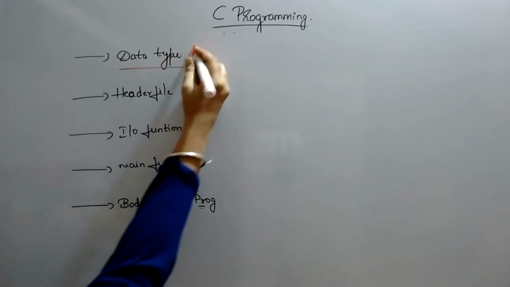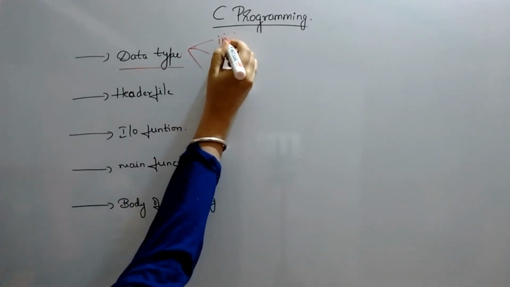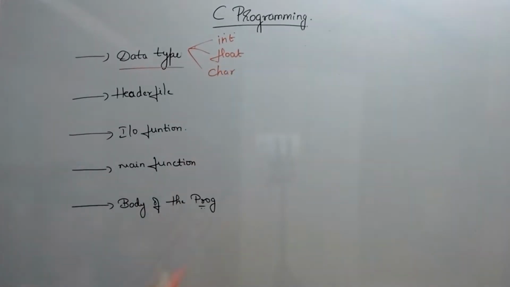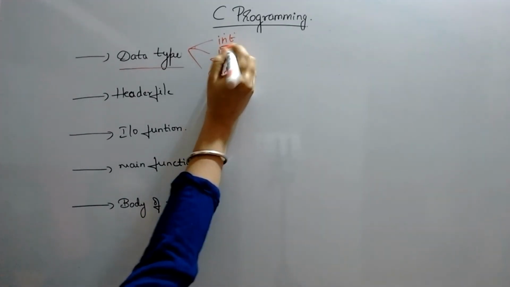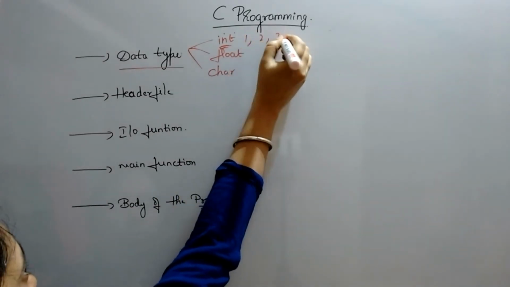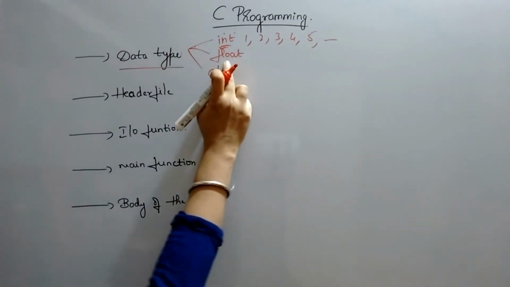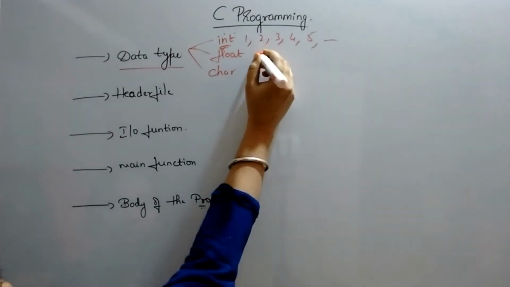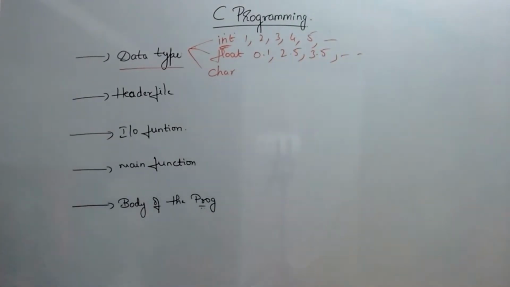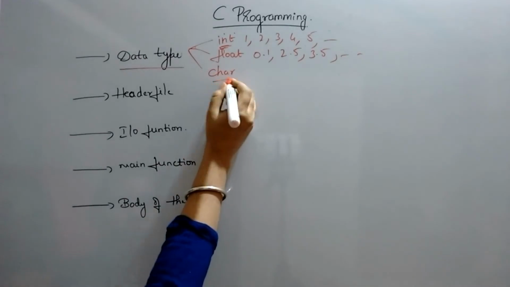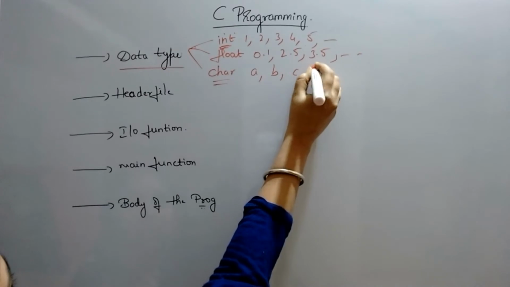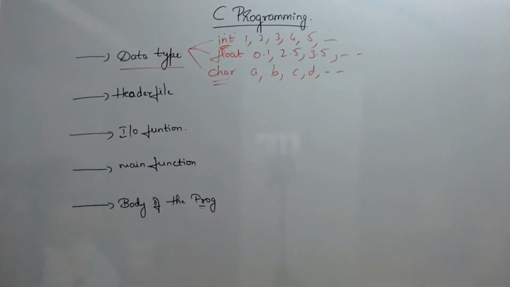Coming to data types, let us see three data types. Those are int, float and char. The int keyword is used to define integers in C language, like 1, 2, 3, 4, 5 and so on. Next, float is used for decimal numbers, 0.1, 2.5, 3.5 and so on. Char is used for alphabets, that is A, B, C, D and so on.